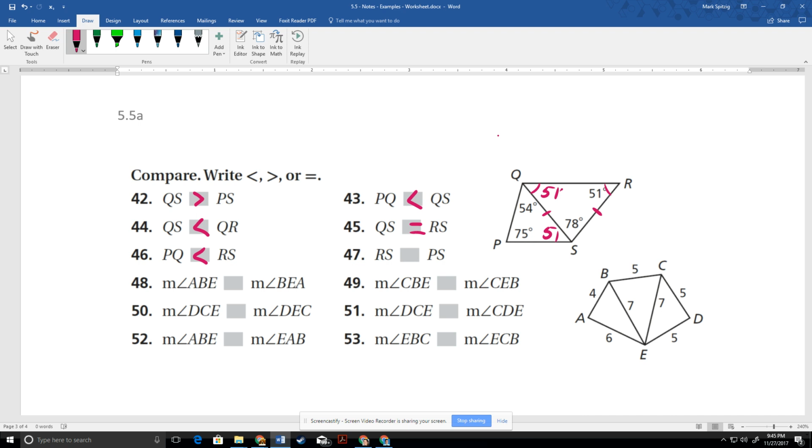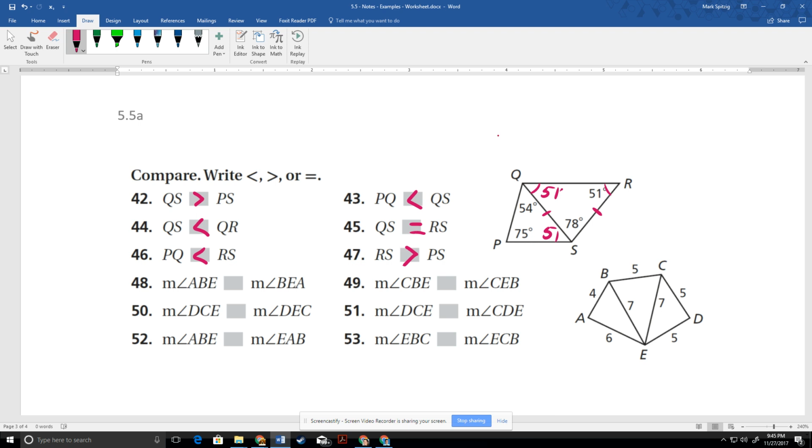So RS and PS. Well, we know PS is less than QS. So RS is going to be the same as QS, and QS is bigger than PS, so RS has to be bigger than PS. Hopefully we follow that.